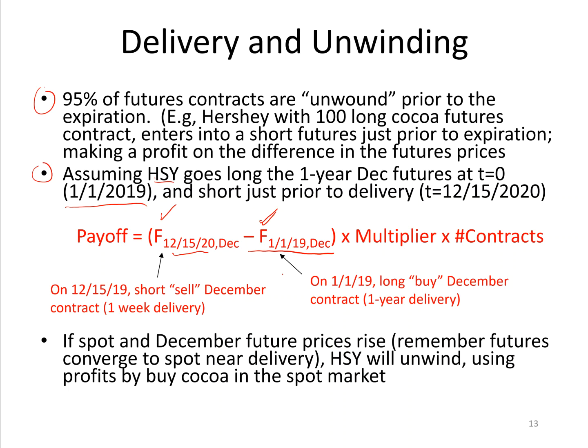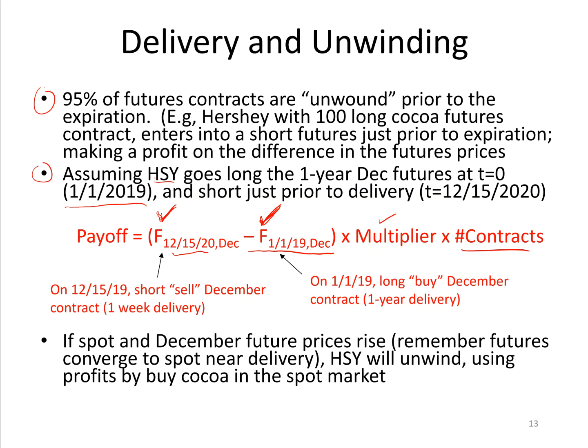So what's going to happen is they'll just calculate the difference between what they promised to buy it at and the price they committed to sell it at. In other words, their long price and their short price. Take the difference times the multiplier. In this case, each contract is for 10 tons, and times the number of contracts. So in this case, they have hedged their exposure.